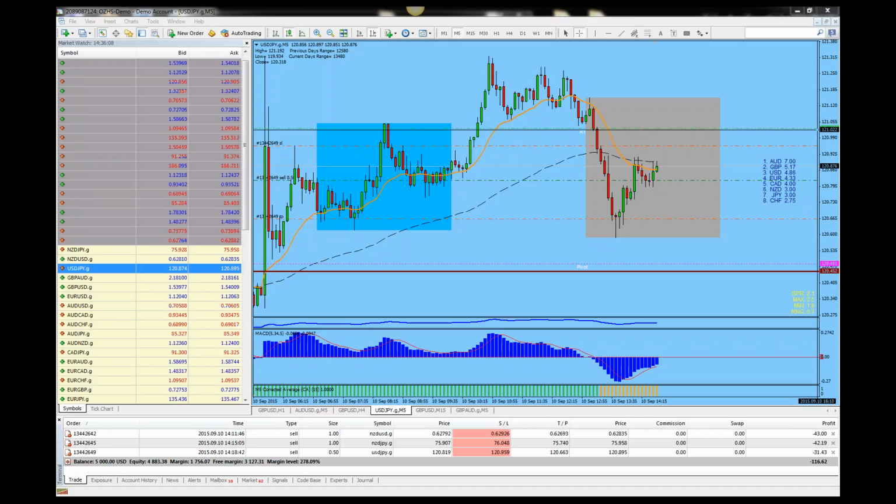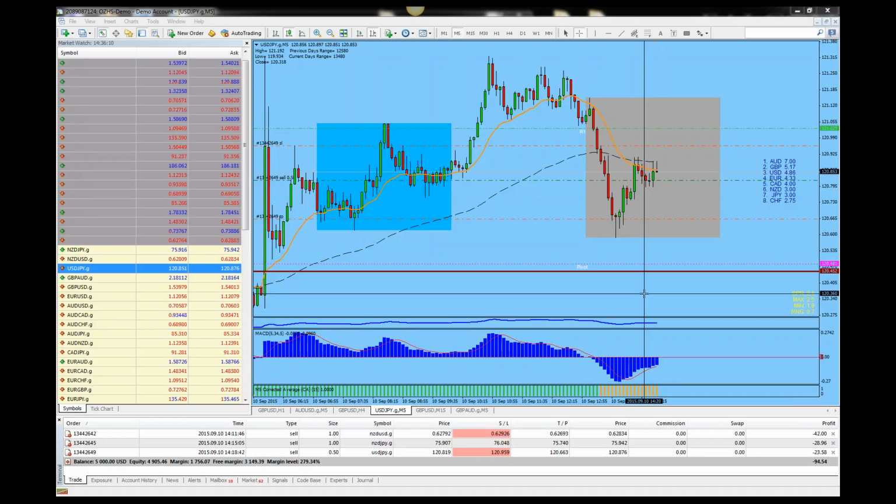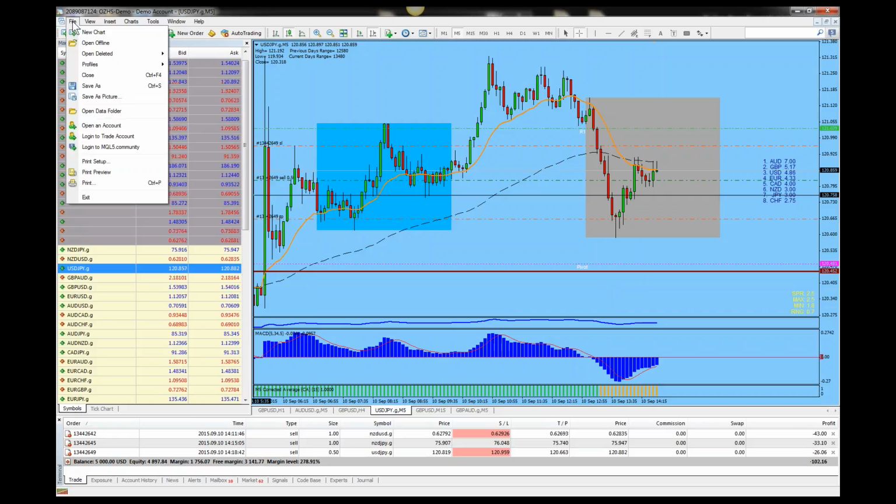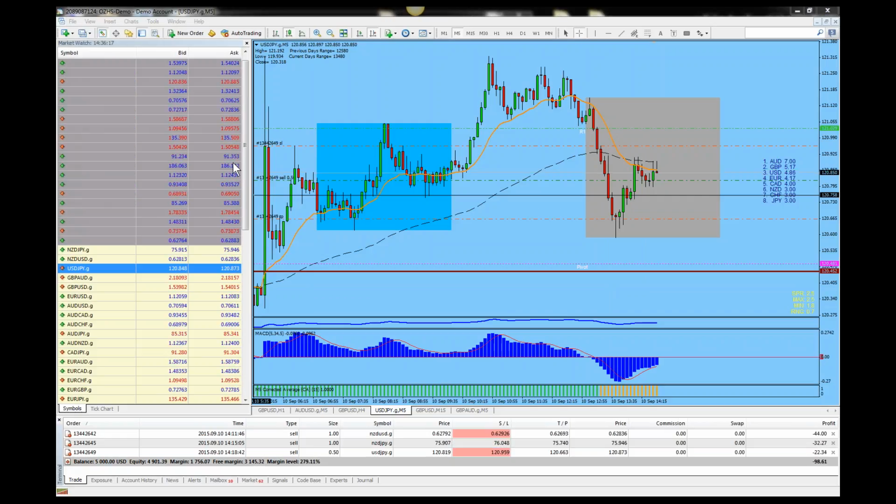Okay, so quantum copy, and file, open data folder, MQL. And that's the only indicator, right? Yeah, everything else is standard. I've got to open up the indicators folder.